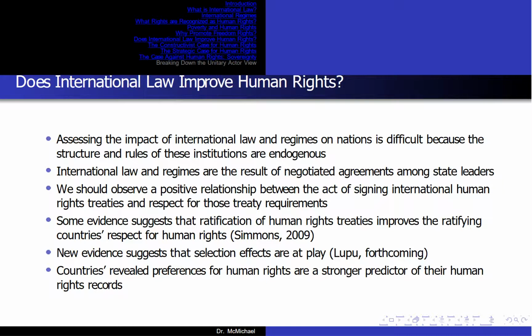New evidence suggests that selection effects may be at play rather than a legitimate rise in countries' respect for human rights. Countries' revealed preferences for human rights are a stronger predictor of their human rights records.